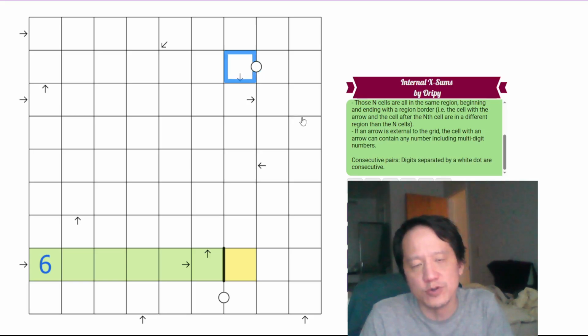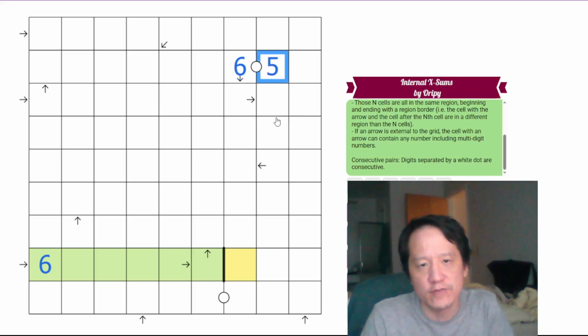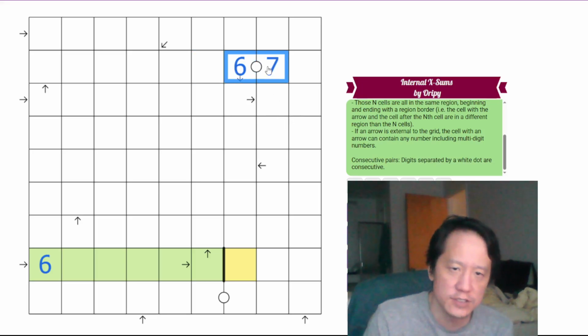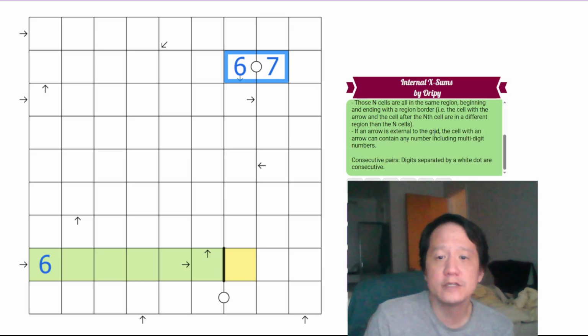So, for example, if this was a 6, this would have to be 5 or 7 to make sure that these digits are consecutive, not add up to anything. And those are all the rules.